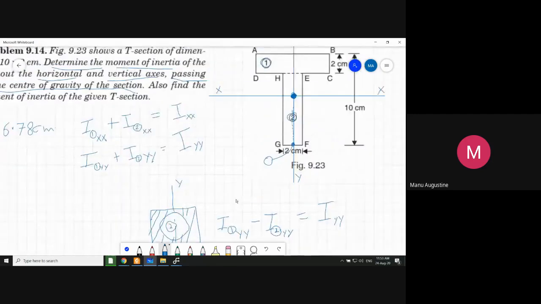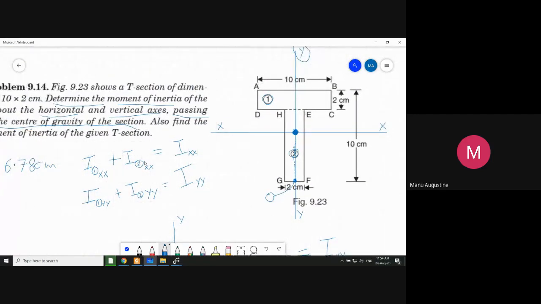Now, what are we going to do here? Look here. This is our problem. We are dealing with this problem right now. Okay. So what I will do is, first I will try to find out I1xx. So that means I have to find the moment of inertia of this rectangular area about which axis? About this xx axis. And can you see the application of parallel axis theorem here? You have to locate the individual centroid of area 1, which will be somewhere around here. So this is the centroidal line of the first area.